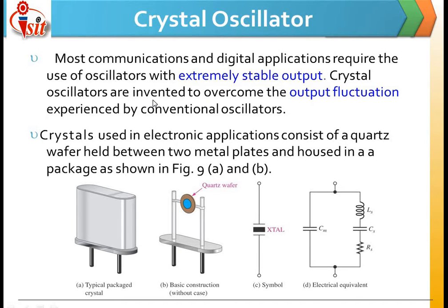Crystal oscillators were innovated to overcome the output fluctuation experienced by conventional oscillators. The crystals used in electronic applications consist of a quartz wafer held between two metal plates and housed in a package as shown in the figure. That is figure number 9. A and B show how the crystal is set in that particular package. Just see over here, this is a typical packaged crystal, and this is the basic construction without case.